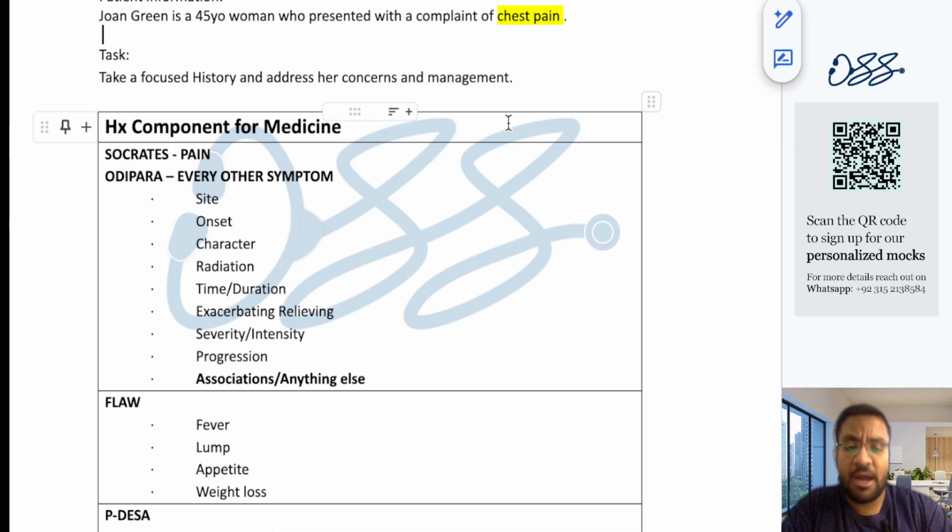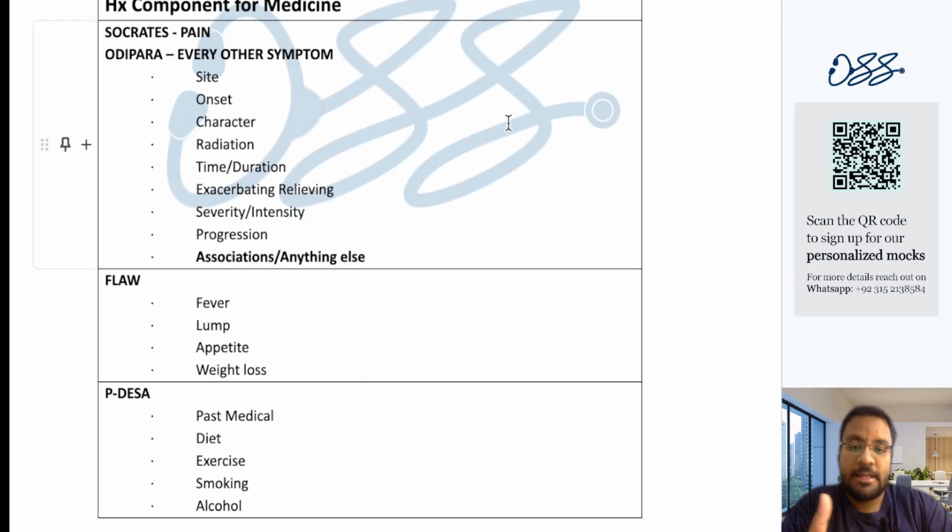After the introduction and the open-ended question, the very first layer, which is seen on the screen, is exploring the symptoms. How do you explore the symptoms? There are two mnemonics that you need to remember. If the complaint is pain, and pain can be anywhere, it can be chest pain, a headache, stomach ache, or back pain, or any ache anywhere in the body, then you need to follow SOCRATES. This is the mnemonic that needs to be followed.